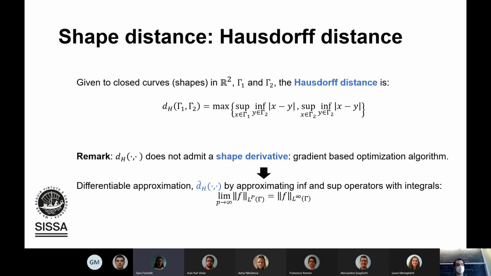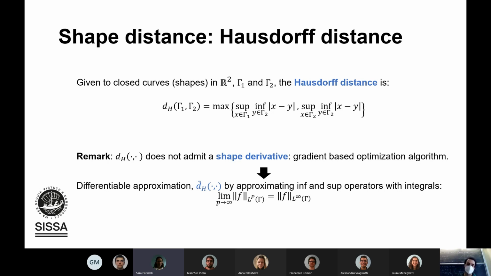We found in the literature that there are smooth approximations of these distances. Indeed, in the numerical implementation, we use a differential approximation, which is this d_H tilde, where the sup and inf operators are approximated with integrals according to the principle that the L^p norm converges to the L infinity norm.